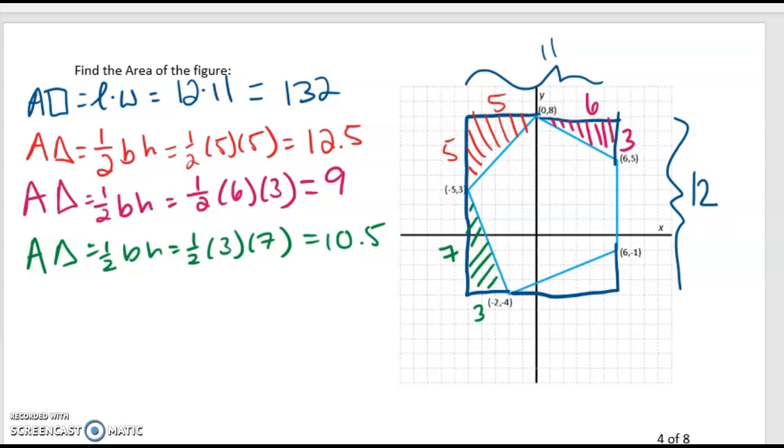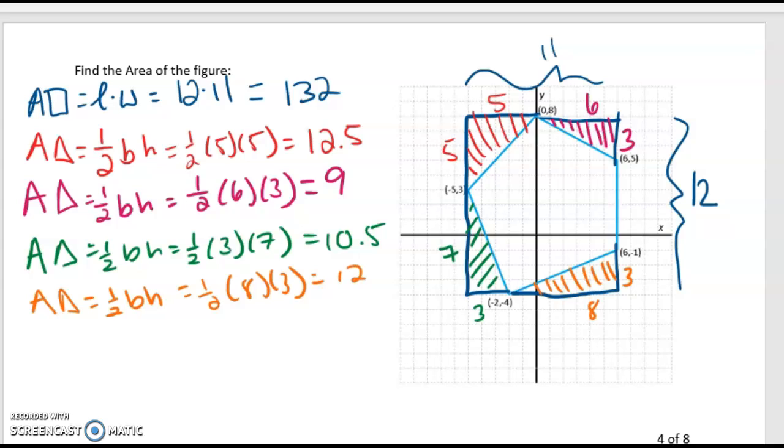Okay, and then for the last one, I'm going to make it an orange guy. Okay, orange triangle. Same formula, 1/2 base times height. We have 1, 2, 3, 4, 5, 6, 7, 8, and 1, 2, 3. So we have 1/2 8 times 3, which is 12.